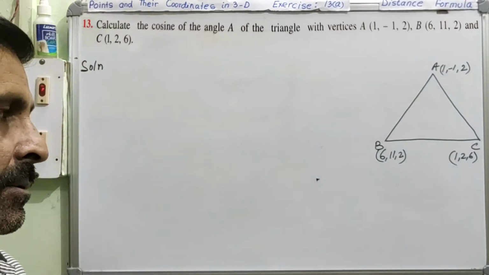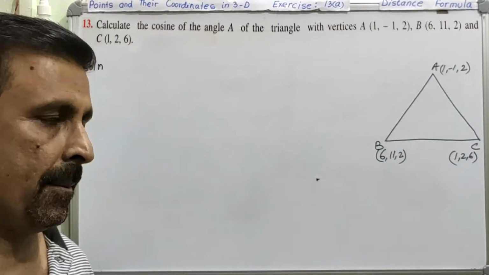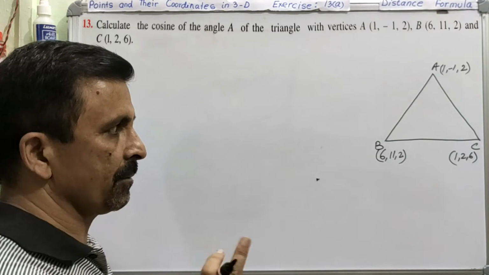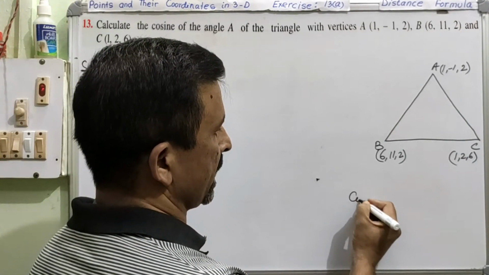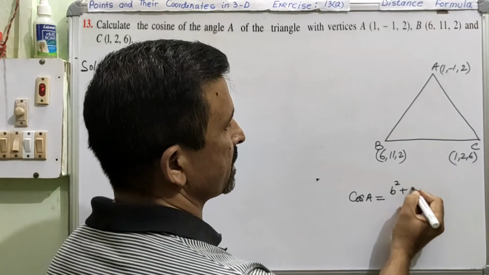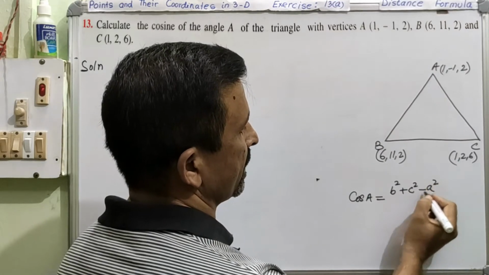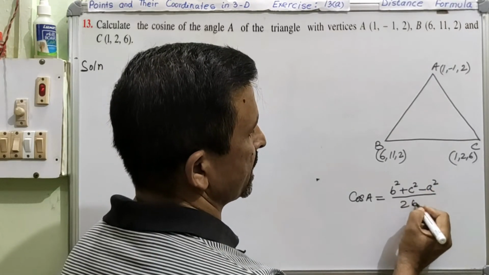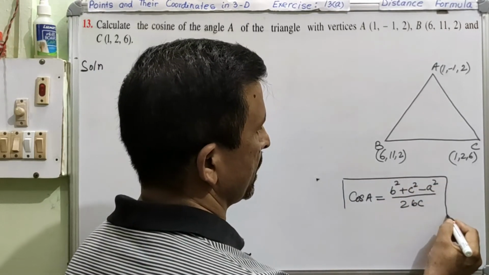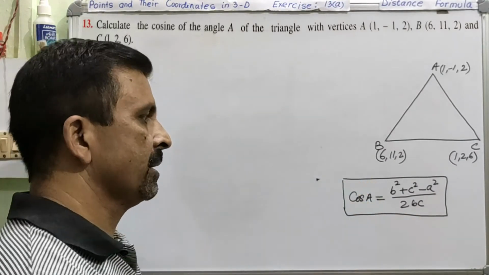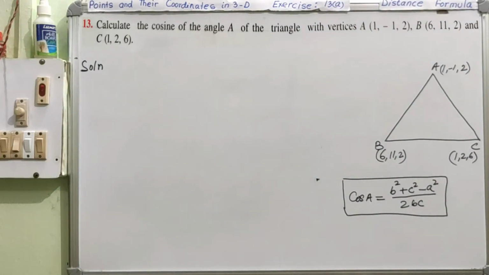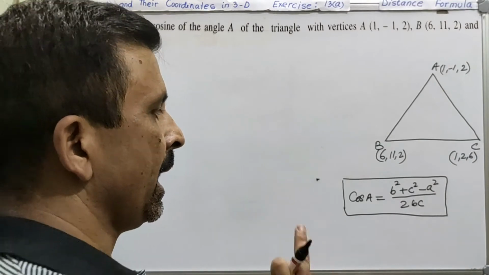Because the question is to find the cosine of angle A, we need the formula for the cosine of angle A, right? From the formula we will try to answer the question. So cos A is b square plus c square minus a square divided by 2bc. This is called the cosine of angle A. Please remember, this is very important. You have studied this in trigonometry in class 11. Is it okay?